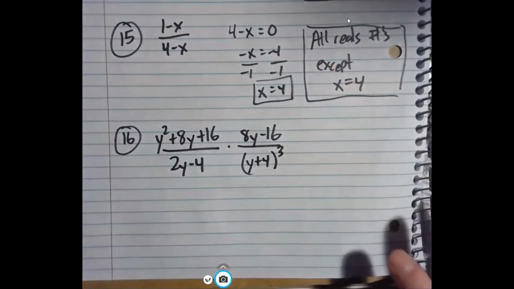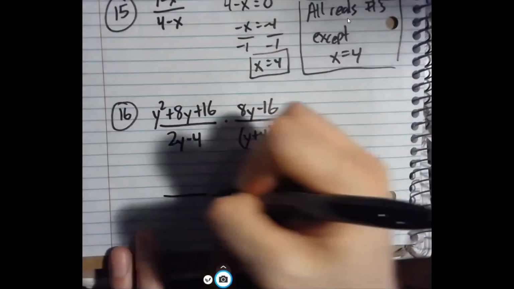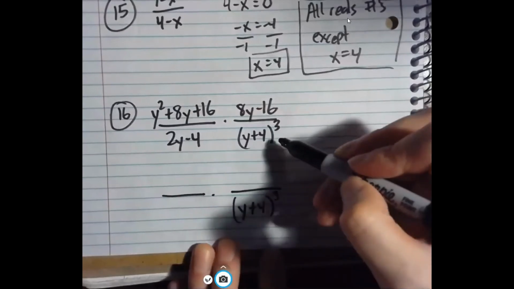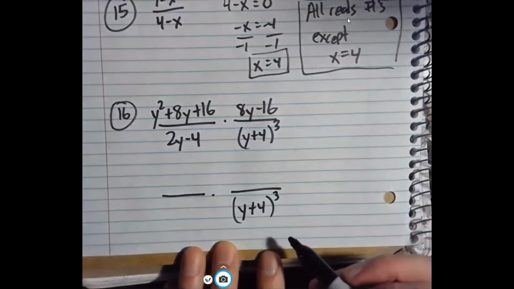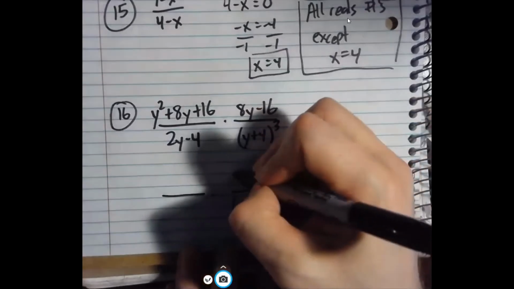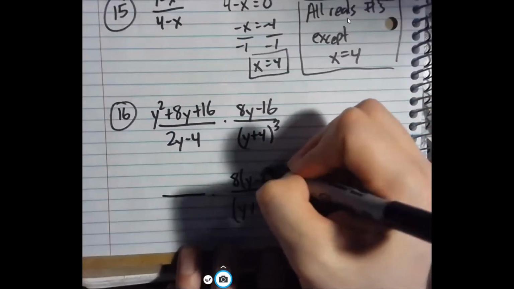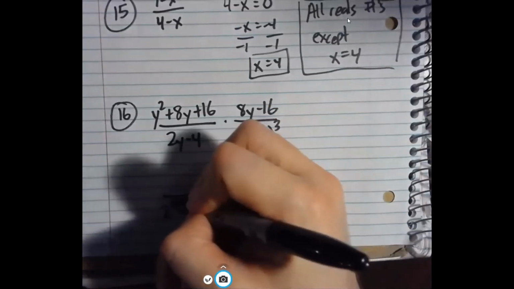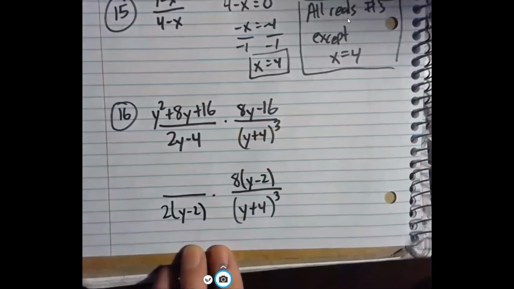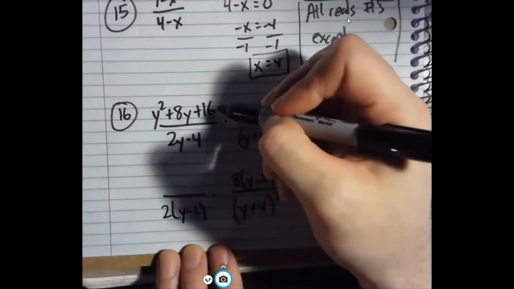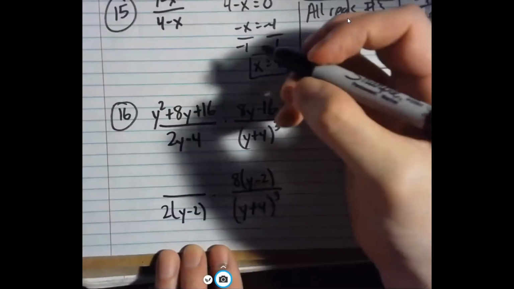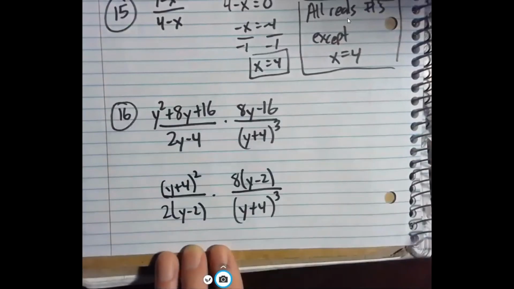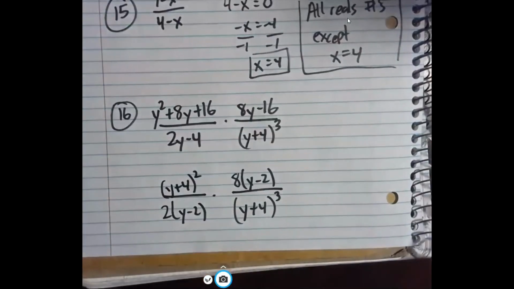So first thing you'd want to do is factor everything and cancel out as much as possible. So this is already just y plus 4, y plus 4, y plus 4. We don't really need to do anything with that. 8y minus 16, we can factor out an 8. So that's 8 times the quantity y minus 2. 2y minus 4, we can pull out a 2. 2 times the quantity y minus 2. Y squared plus 8y plus 16, that's a perfect square trinomial. That's y plus 4 times y plus 4, or just the quantity y plus 4 squared.